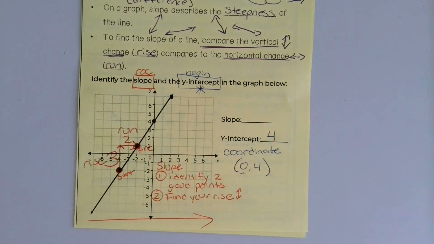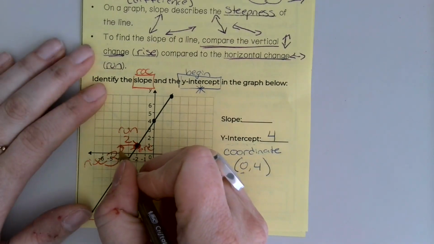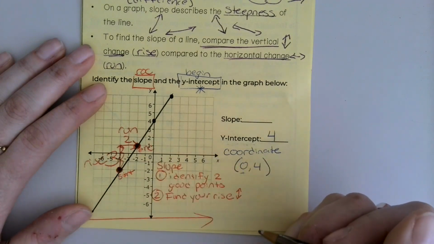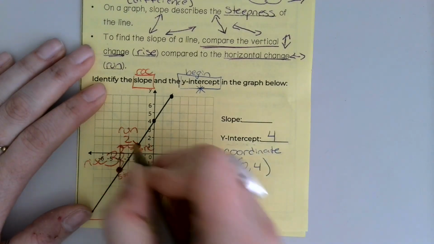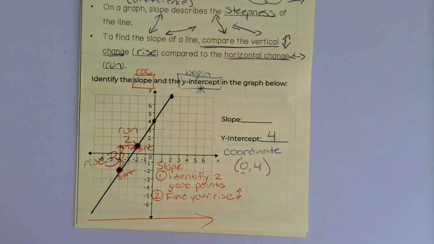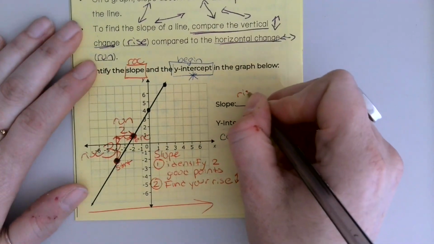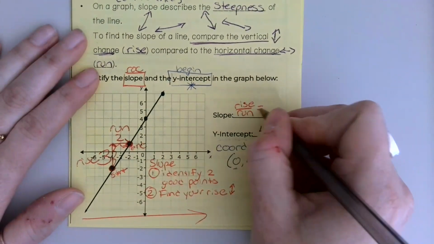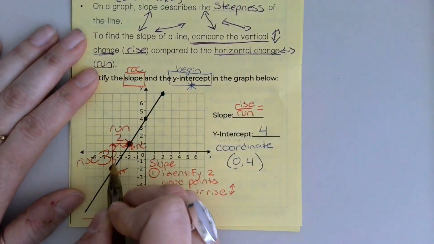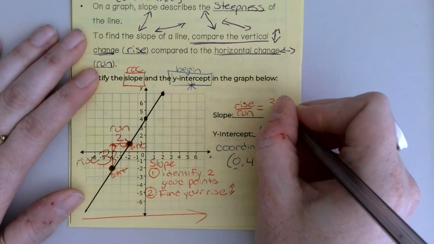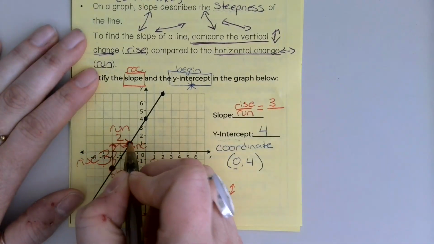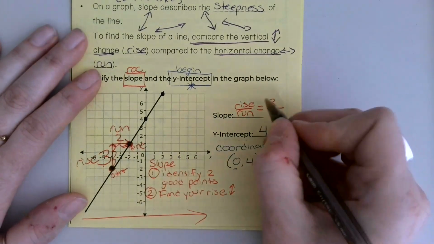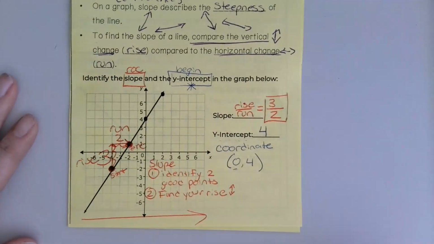If it's hard for you to count them as you move, you can make those little bubble steps that we made on our graph yesterday with the cat and the mouse, if it helps you count. Now our slope is our rise over our run, which means we rose up 3, and we ran over 2. So our slope is 3 over 2.